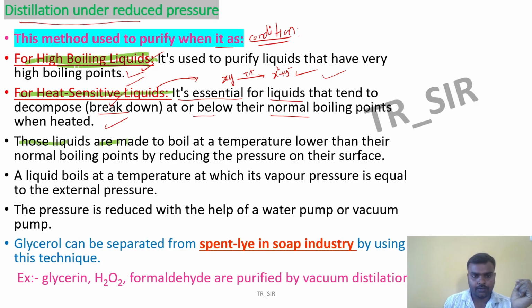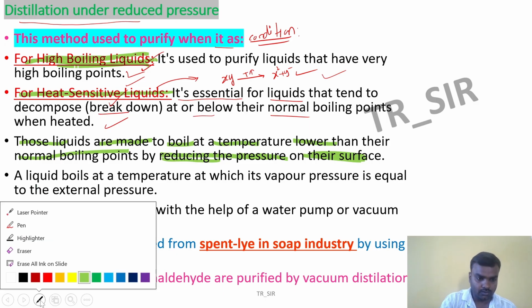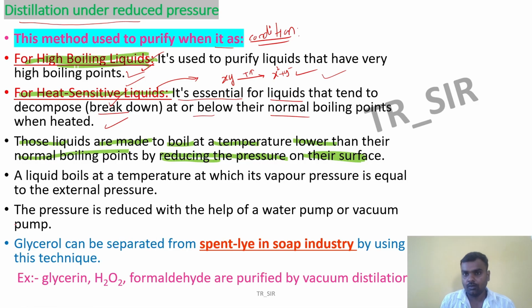These are liquids which are made to boil at a temperature lower than their normal boiling points. They have a normal boiling point, but we make them boil at a lower temperature. How is this possible? The condition is reducing the pressure on the surface. How is the pressure reduced? We'll see that. What is the pressure?